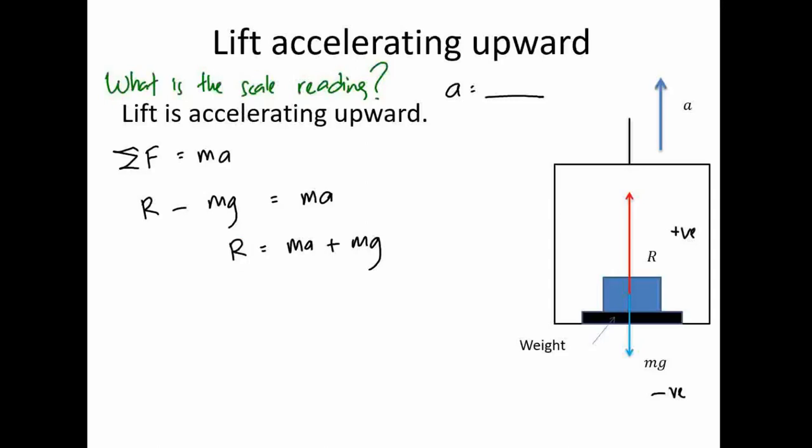We need to compare with our own experience in a lift. When the lift is moving upward, accelerating, we feel slightly heavier. So this answer is justified. R equals ma plus mg. It does make sense because we do feel slightly heavier in the lift when the lift is moving upward.